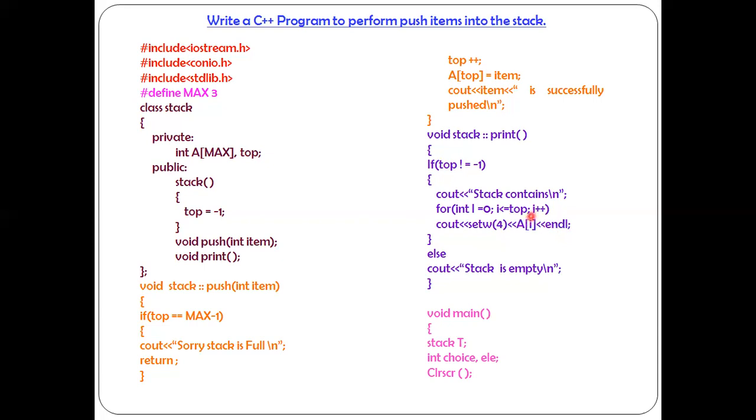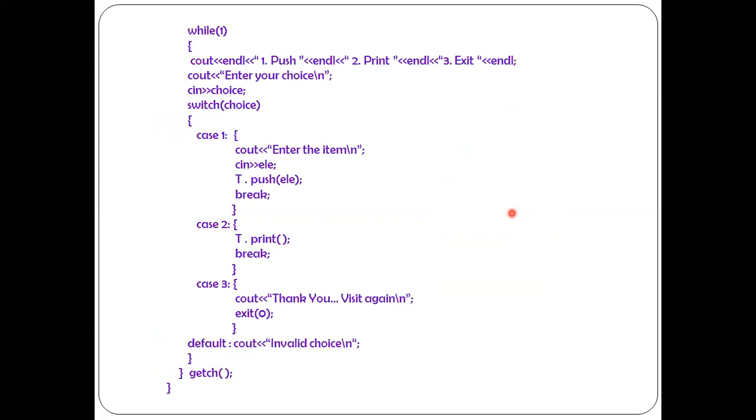Again, it goes to the for loop and i gets increased by 1. i becomes 3 this time. 3 is less than or equal to 2? Condition false. Condition false means it comes out of this print member function. Again, it is 1 for push, 2 for print, 3 for exit. So what are all the things you displayed using the print member function? The stack contains 10, 20, 30.